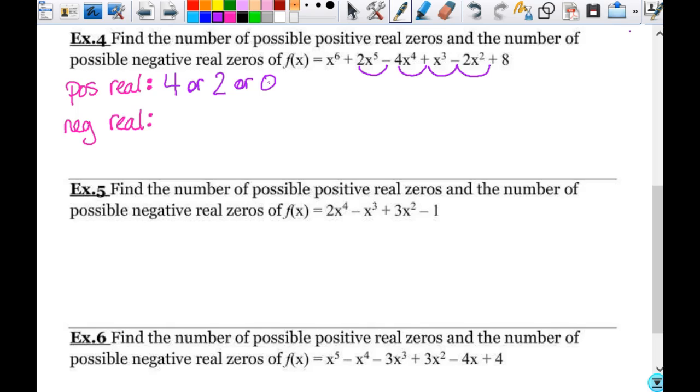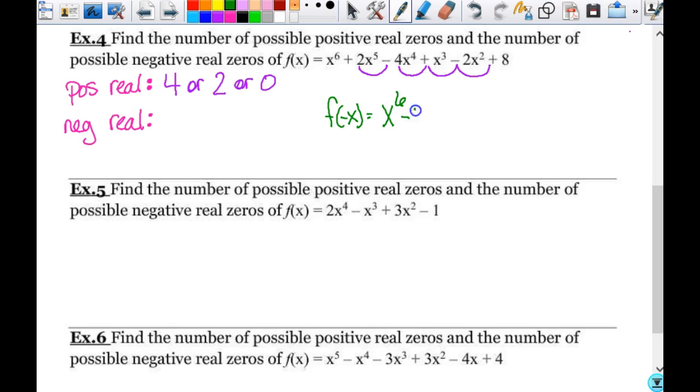I didn't do the factors of 4. I went down by an even number. So it's either this number or I have to subtract 2 every time. Okay? We good? Then for the negative ones, I have to look at the sign changes for f of negative x. So if I plug in a negative x here, does this say x to the 6th power? Yes. If I plug in a negative x here, does this sign change?